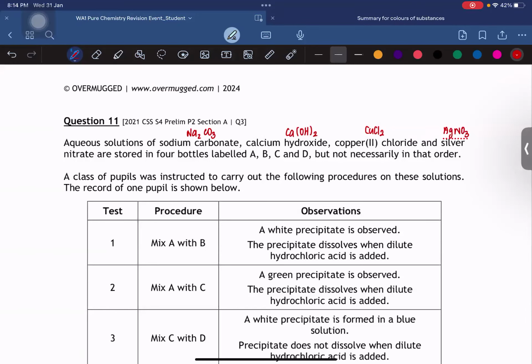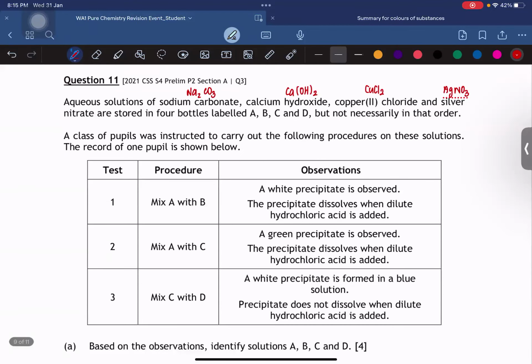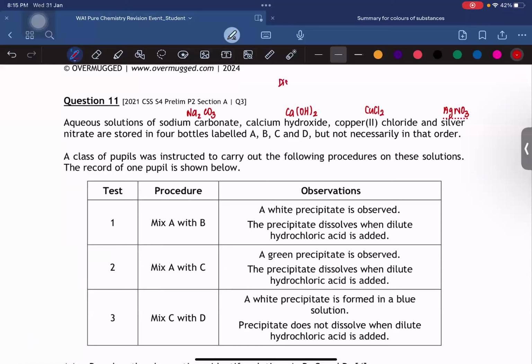A class of pupils was instructed to carry out the following procedures, and these are what we get. Now what is going on in this entire experiment is what we call displacement, or in short, double displacement. Double displacement means your two salts, when they react together, just swap their cations and anions with each other. Usually, the reason we do double displacement is because we want to have a precipitation reaction going on. You learned it as precipitation because one of the salts produced will have to be a solid. Understand? So the colors that you're seeing are all the precipitate that is being formed.